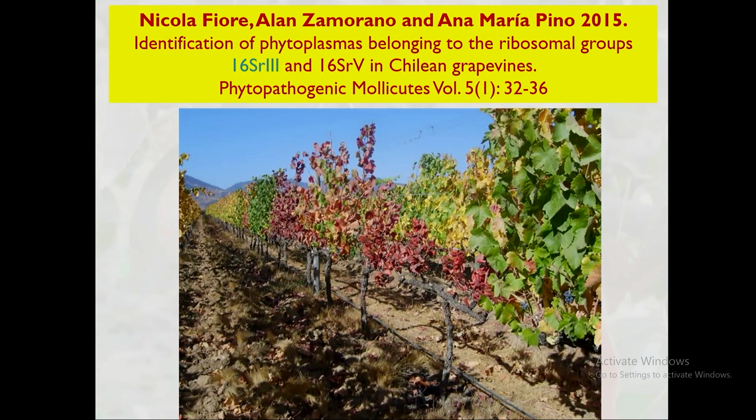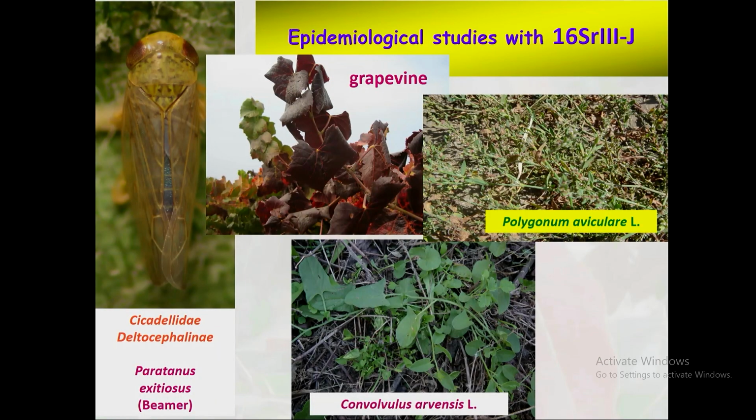grapevines. And the symptoms are no different from when associated to other kinds of phytoplasma or species of phytoplasma present in the plant. And this is the 3J in grapevine in Chile. It's a very, very important problem in grapevine. I think that this is the most widespread phytoplasma associated to the grapevine in Chile. And for this reason, we decided to make an epidemiological study.